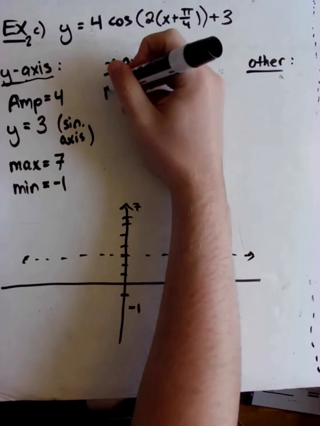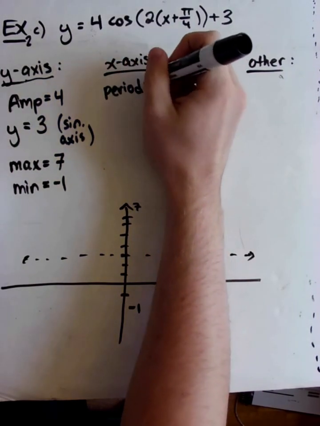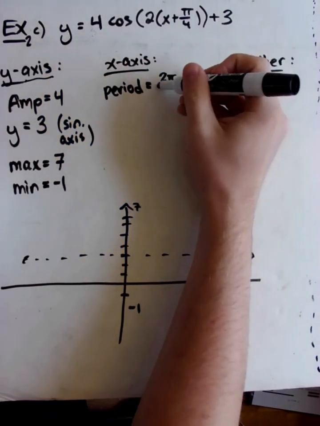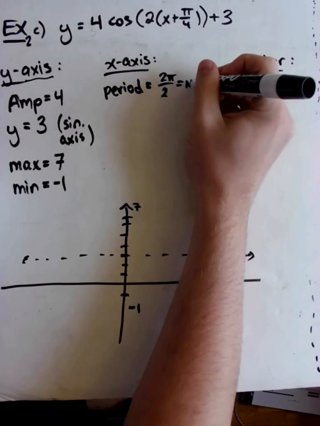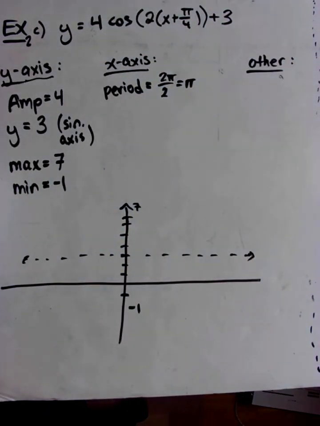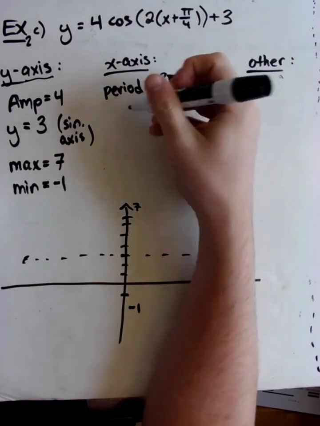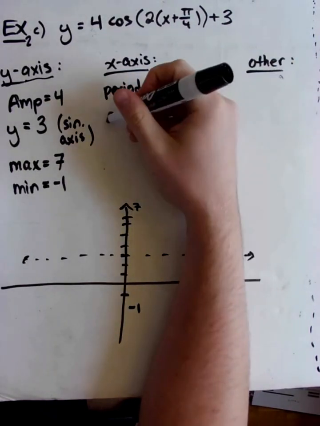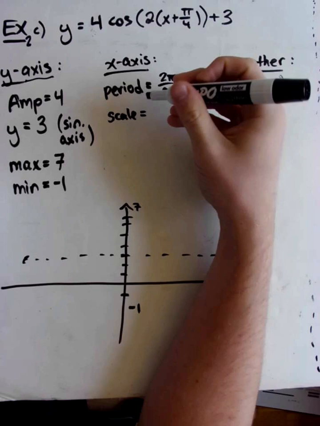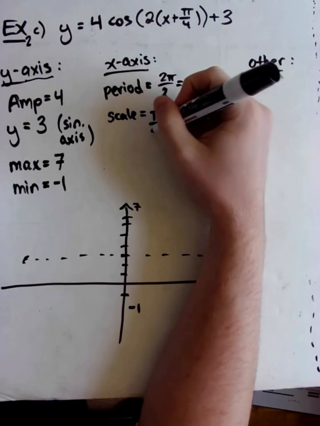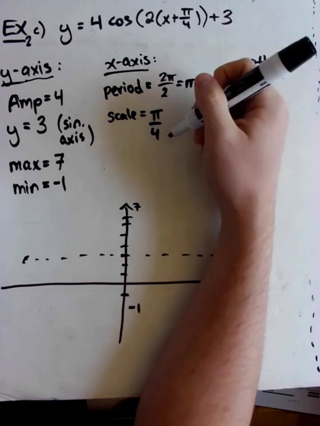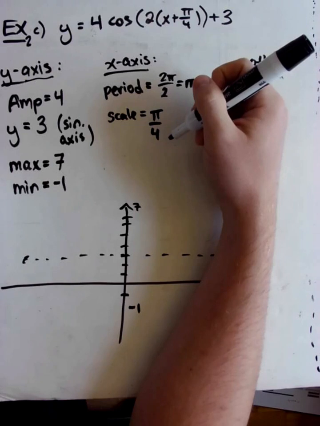The x-axis, I need to know the period. In this case, that is 2 pi over 2, which is equal to pi. Okay, remember period is 2 pi or 360. In this case, it's in radians. And then in this case, for the scale, I'm going to go period divided by 4. That can't reduce anymore, so the scale of my graph is just pi over 4.